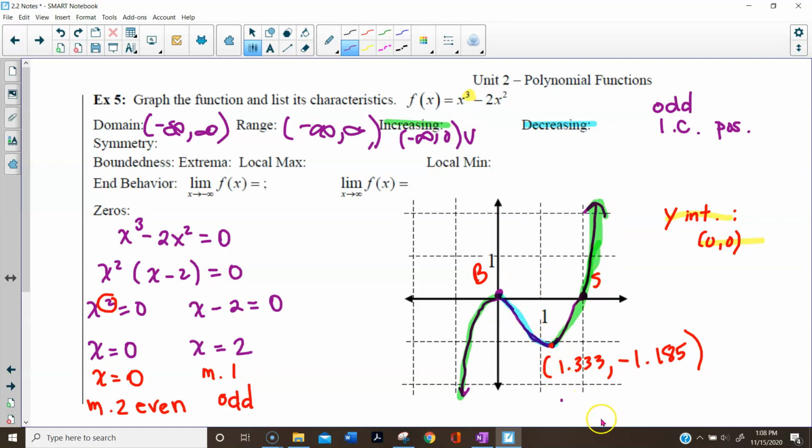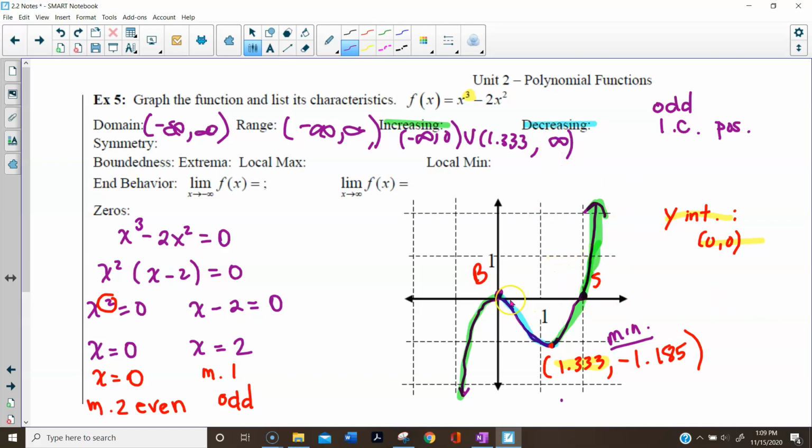Union, and then we're going to increase here again. Now, when I stopped the video, I found this minimum, and I found it using the calculator. And I got 1.333 and negative 1.185. So for increase, you always use the domain. So I am going to use this x value to where it's going to start increasing again. So the increase is going to start at 1.333, and it's going to go to the right forever, increasing to infinity.